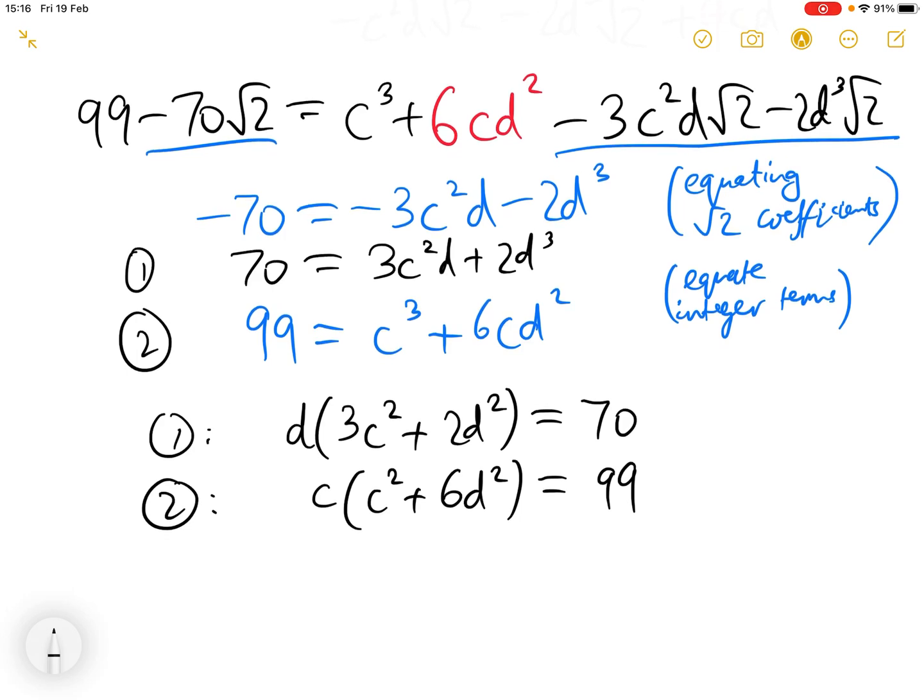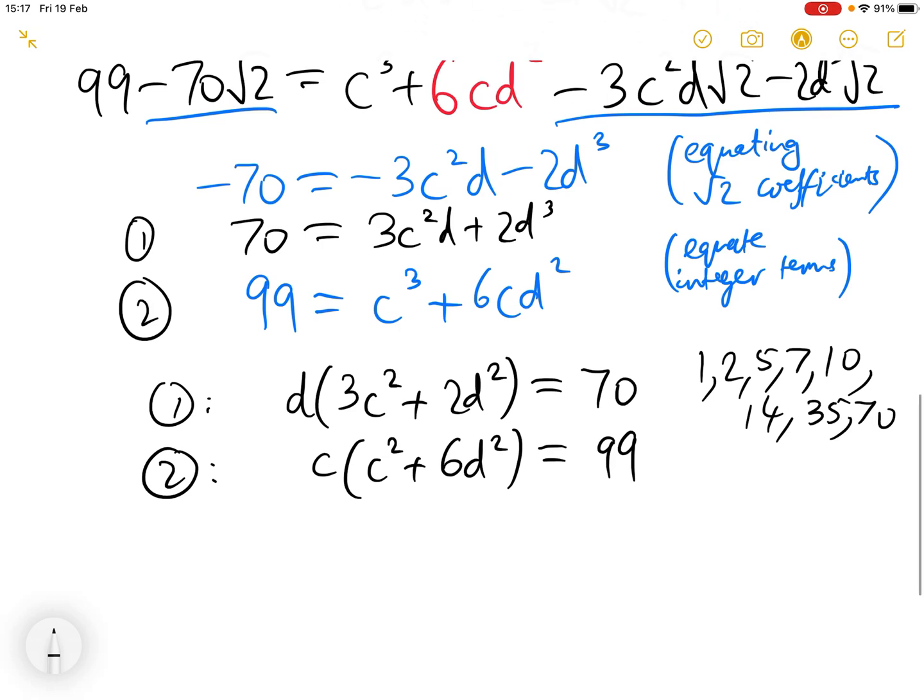using these equations. Because in the first one, notice that d has to be a factor of 70. And 70 doesn't have that many factors. The only factors of 70 are 1, 2, 5, 7, 10, 14, 35, and 70. And we know that, so what could d be? Well, d could be 1 or 2.